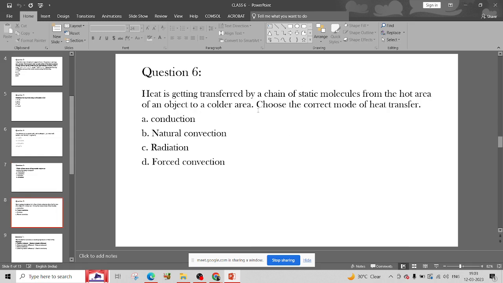Now 6. Heat is getting transferred from one static molecule to another, from a hot area to a cold area. Choose the correct mode of heat transfer. This is conduction.